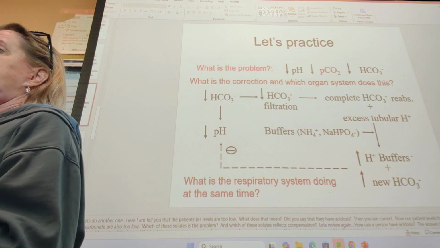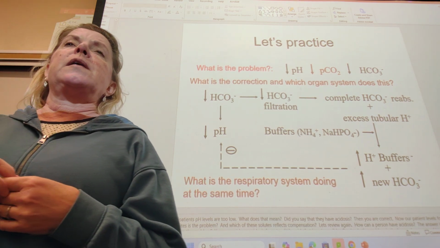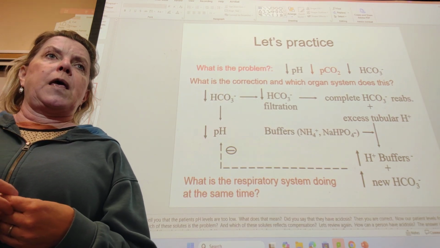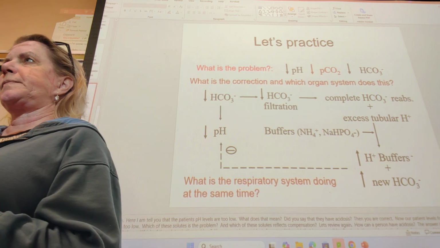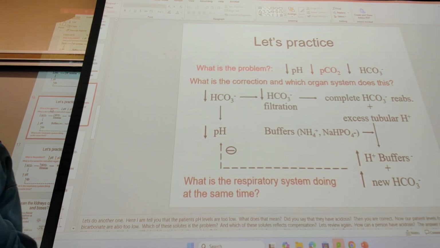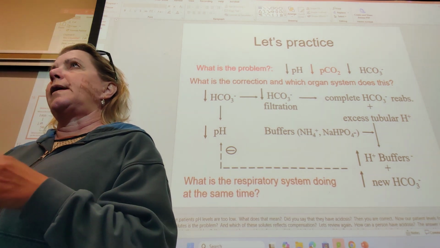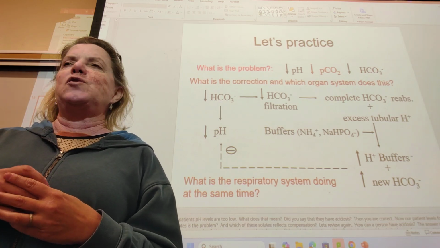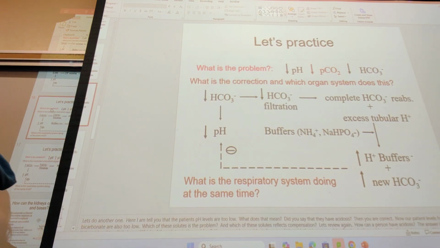And that is oftentimes what we see in diabetics that don't have their diabetes under control. It's called Kussmaul breathing. The other part is renal compensation. Don't excrete as much bicarbonate. It's acidosis, so don't excrete bicarbonate. Don't reabsorb as much. Wait, it's acidosis, so reabsorb more. So this would be metabolic acidosis.